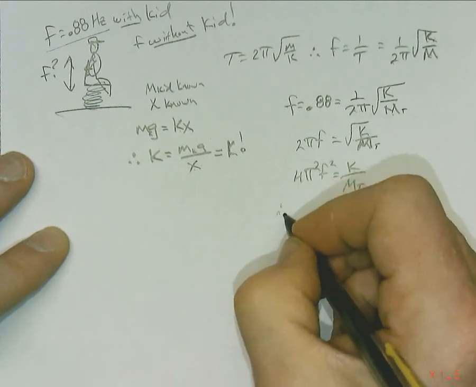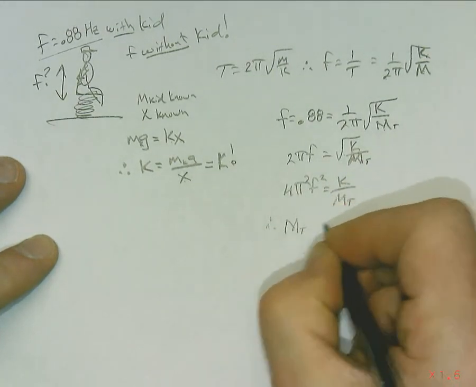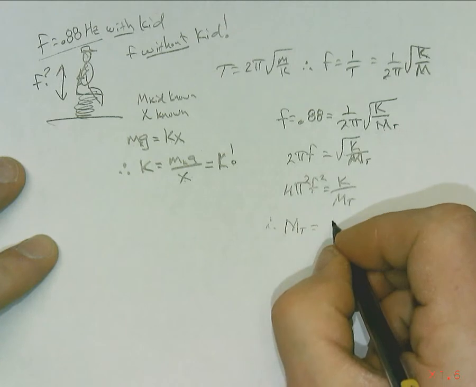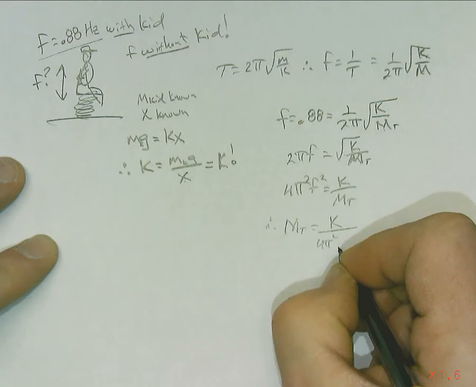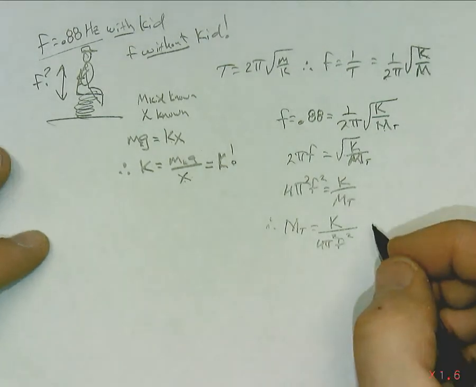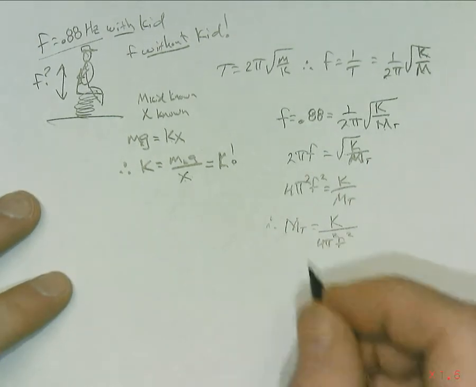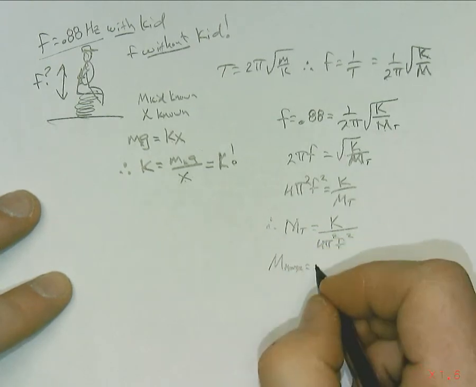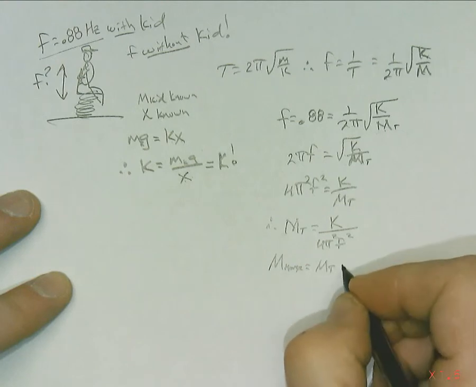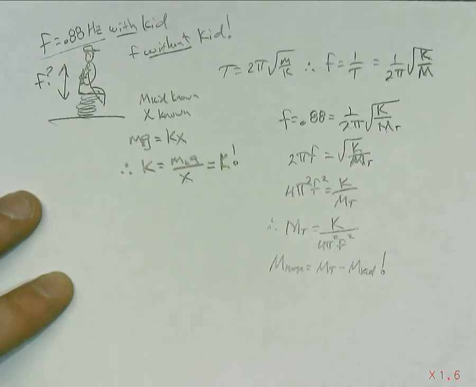Therefore, m total is equal to k over 4 pi squared f squared, where f is 0.88. So that should give you the total mass. And then what you're going to do is mass of the horse is equal to mass total minus mass of the kid. So that'll give you the horse mass.